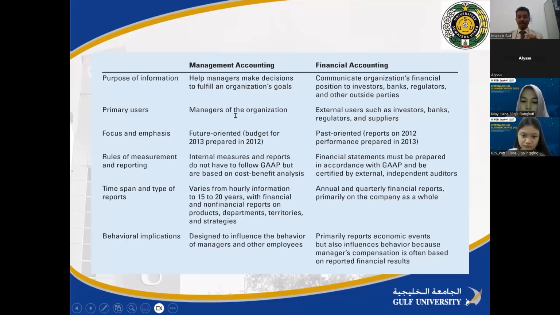So users in management accounting are only the managers, while in financial accounting, there are outside users and there are internal users. The managers also will get benefit provided by financial accounting, and external parties like investors, banks, and suppliers. So, all right, what is the focus for managerial accounting?